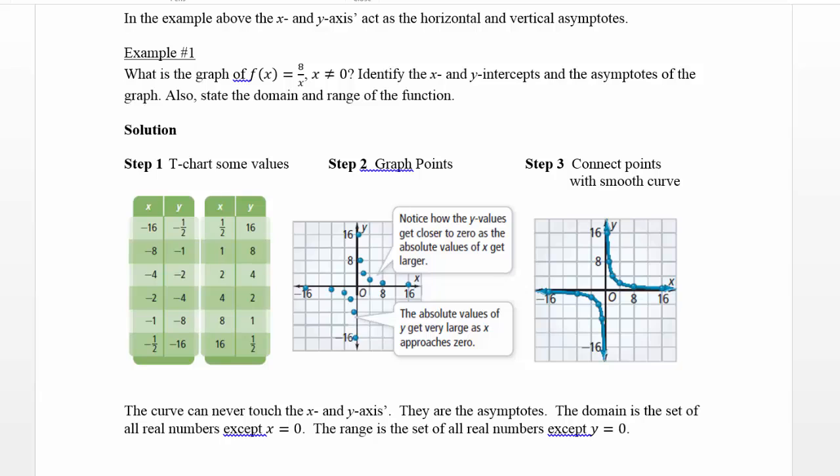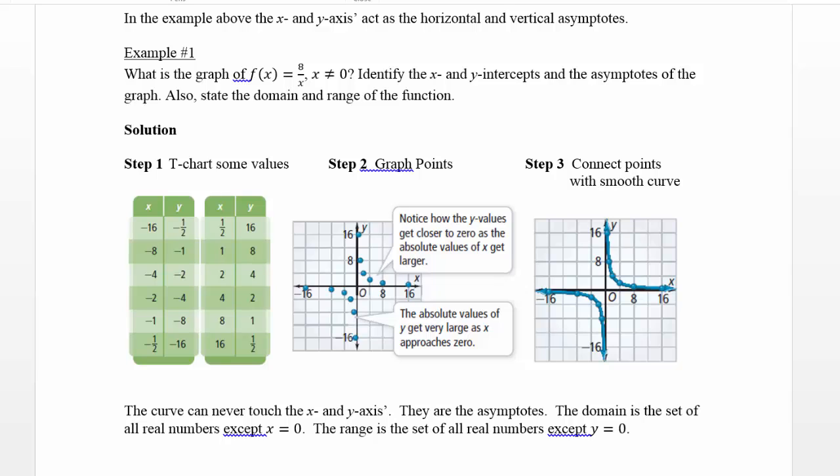Now it says identify the x and y intercepts and the asymptotes of the graph, and it wants us to state the domain and range. Well, since the x and the y axis technically are the asymptotes, it actually has no intercepts there, so it never touches either one of them. In this case, the domain is the set of all real numbers except x can't equal 0, and that takes us back to what you saw in our function operations in an earlier unit. And again, the range is similar, all real numbers except 0.